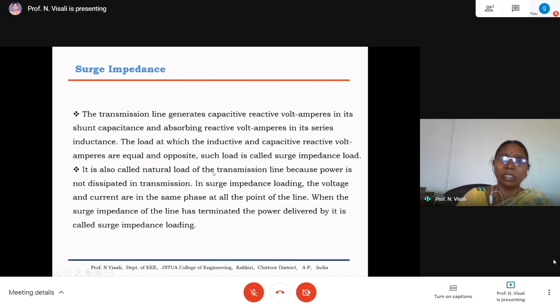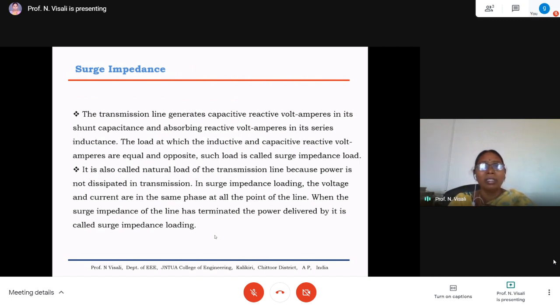It is also called the natural load of the transmission line because power is not dissipated in the transmission. In surge impedance loading, the voltage and current are in the same phase at all points of the line. When the line is terminated with its surge impedance, the power delivered by it is called surge impedance loading. So basically, the capacitive volt amperes are generated by the transmission line, and the inductive volt amperes are absorbed by the transmission line. When both the capacitive and inductive reactive volt amperes are equal and opposite, then that type of loading condition is known as the surge impedance loading condition.